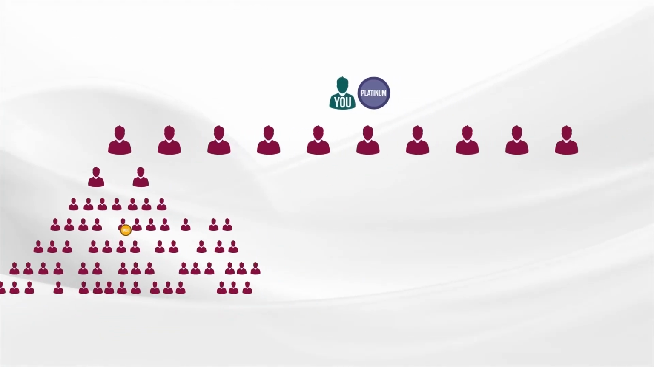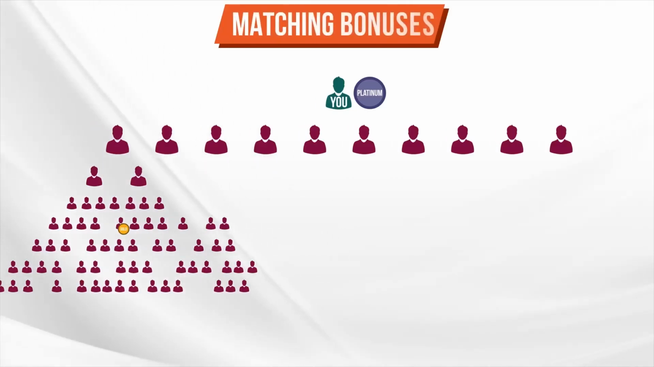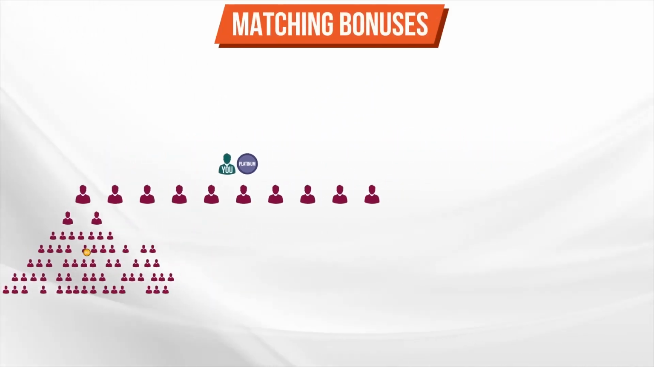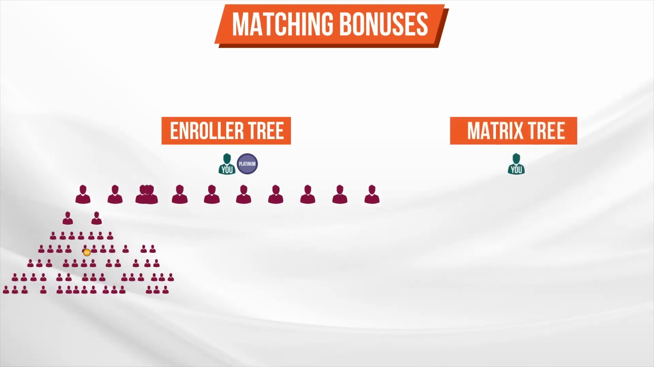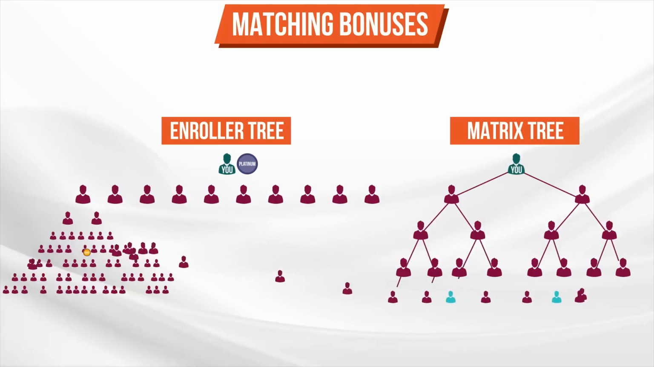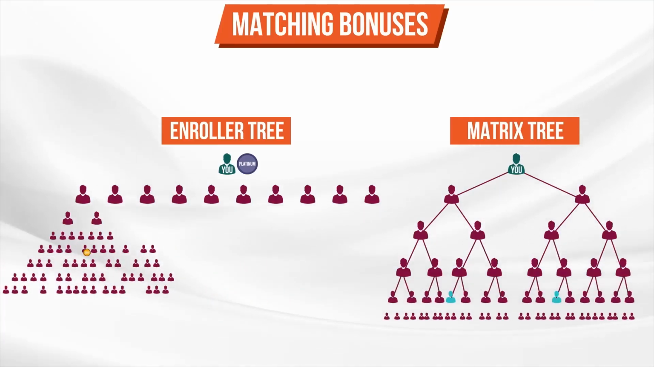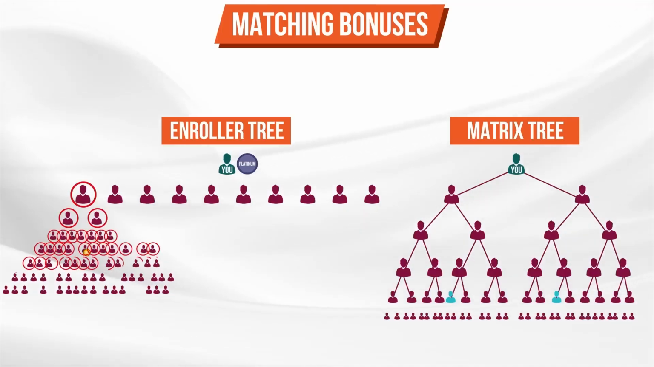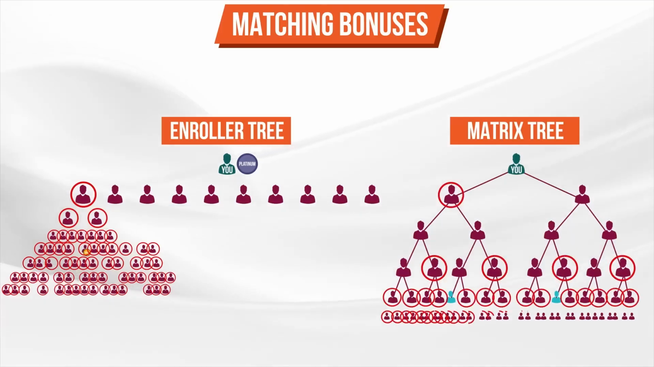So let's look at how this translates into how you actually get paid these matching bonuses. Not only are each of these people in your enroller tree, they're also in your matrix, along with everyone else in your enroller tree, plus any spillover you may have received. So back to the confusing line above. Matching bonuses are calculated by where people fall in your enroller tree, but they're paid on where people fall in your matrix. Told you it would make sense.